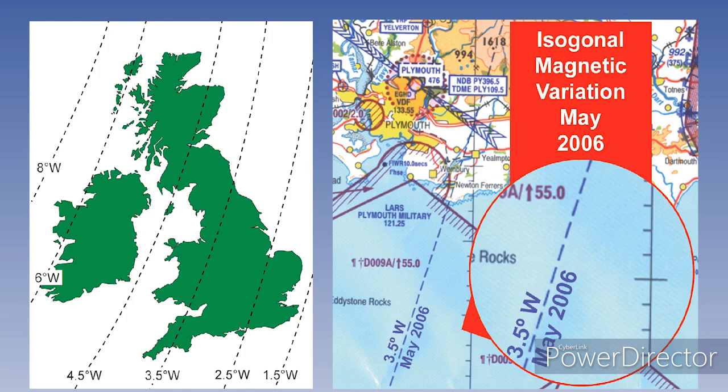As the magnetic North Pole is constantly moving, variation also changes. Its numerical value is shown on most aeronautical maps. Lines that join places of equal variation are referred to as isogonals. Isogonals that indicate 0 degrees variation are also referred to as agonic lines.